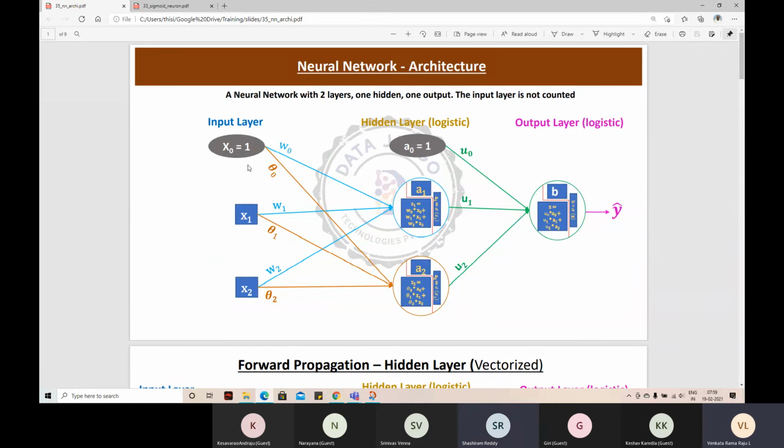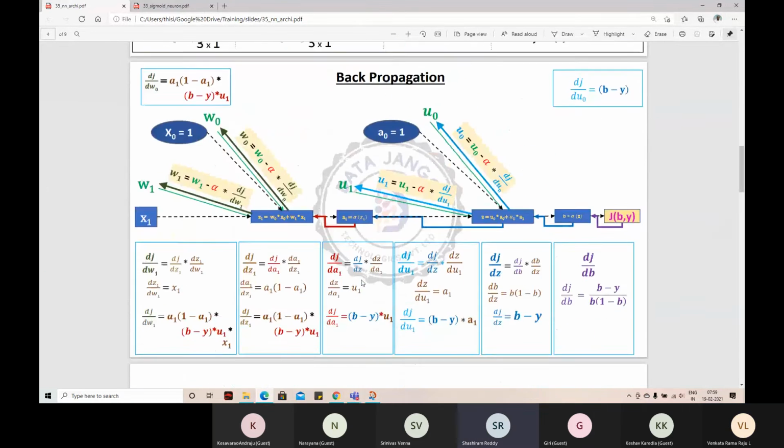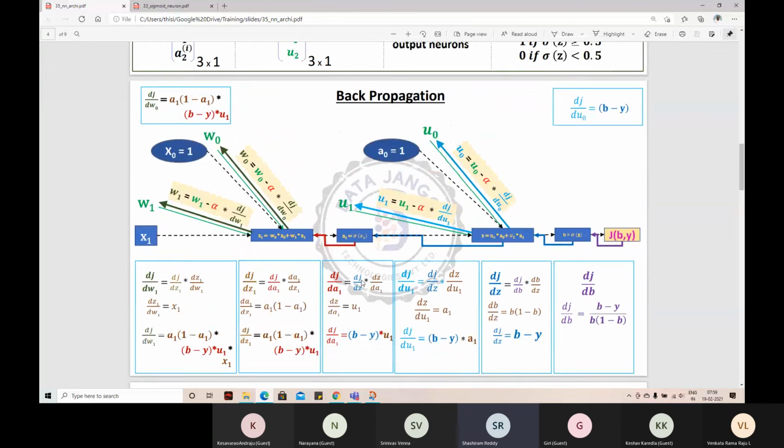So this is a neural network. See this x1, x2. 1 second. So when the back propagation starts, the neurons from the right side will be evaluated first. So the output neuron is first evaluated, and then it goes back.